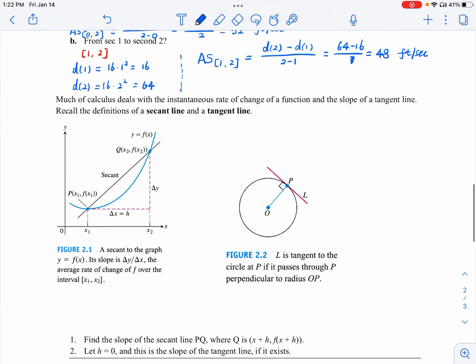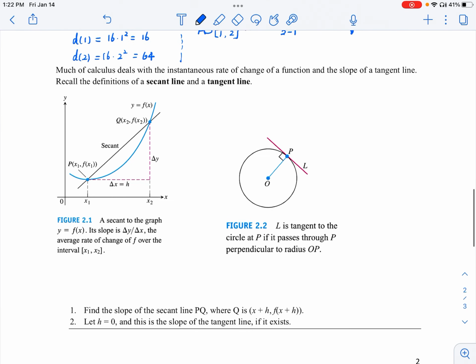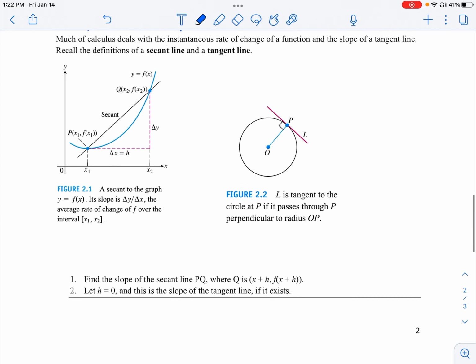Now let's go back to introduce tangent line. We know for a given function, if you have 2 points, let's say P and Q, we connect those 2 points to form a straight line. This line we call secant line. And we can always calculate the slope of the secant line.